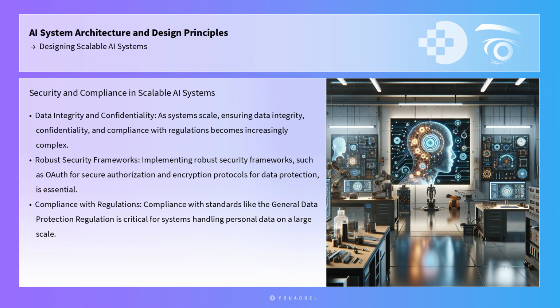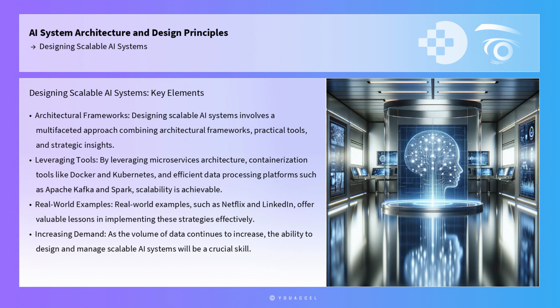Security and compliance are also integral to designing scalable AI systems. As systems scale, ensuring data integrity, confidentiality, and compliance with regulations becomes increasingly complex. Implementing robust security frameworks such as OAuth for secure authorization and encryption protocols for data protection is essential. Additionally, compliance with standards like the General Data Protection Regulation is critical for systems handling personal data on a large scale.